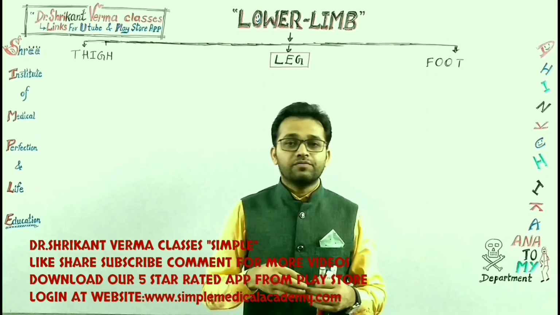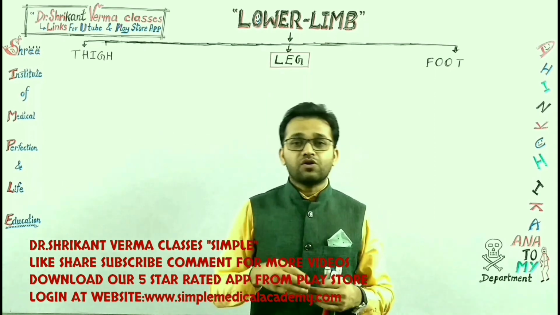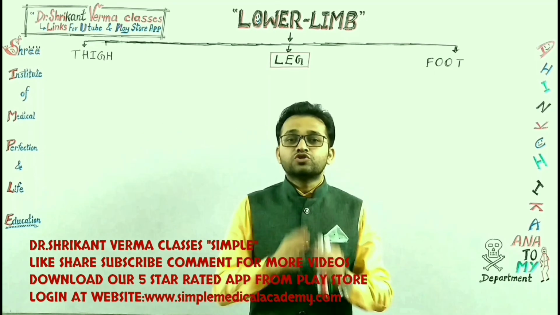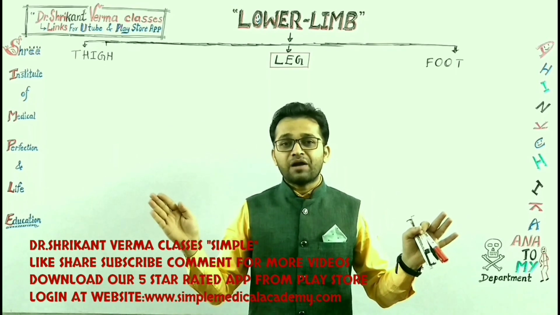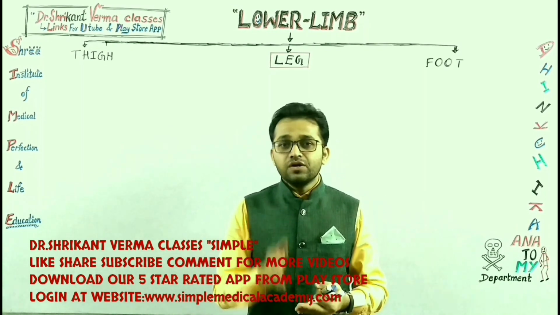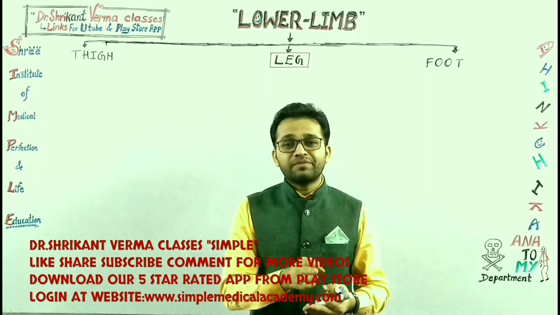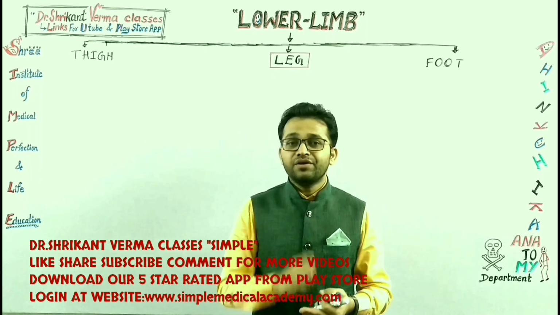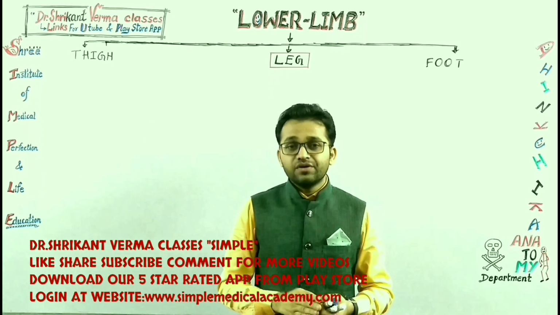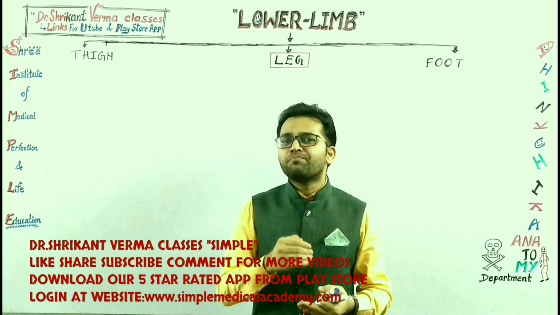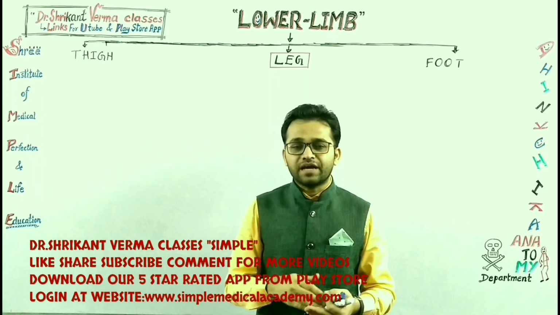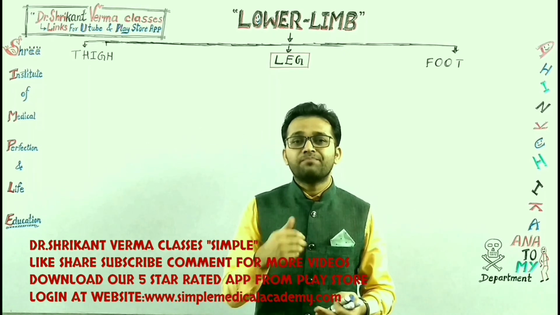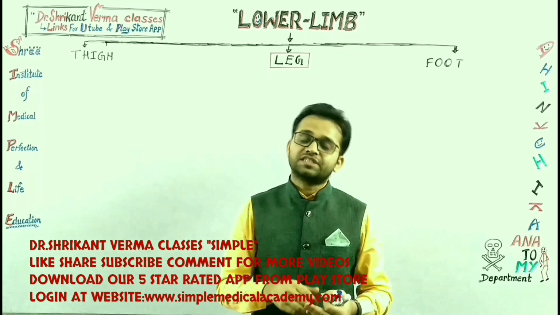And we had applied Hilton's law. According to Hilton's law, the nerve of the anterior compartment was the femoral nerve. So all the muscles of the anterior compartment were supplied by the femoral nerve. The nerve of the medial compartment was the obturator nerve. So all the muscles of the medial compartment were supplied by the obturator nerve, while the nerve of the posterior compartment, or better, the back of the thigh, was the sciatic nerve. So all the muscles of the posterior compartment, back of the thigh, are supplied by the sciatic nerve.